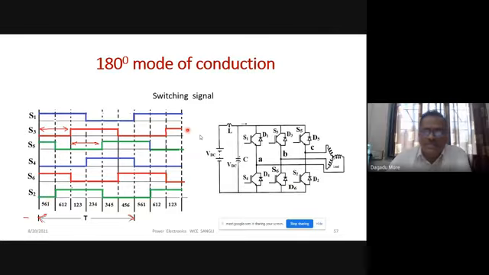So each device is conducting for a period of 180 degrees. But how many devices are simultaneously conducting? Three devices are simultaneously conducting, one device from each leg. So this is the switching signal.